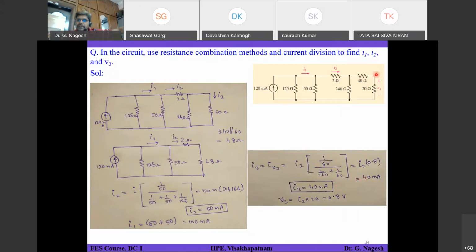So simply multiply that current with the resistor 20 ohms to find out the voltage V3. So V3 is equal to I into R. I is 40 milliamperes and resistance is 20 ohms. So the total value is 0.8 volts. Clear? So you have found out I1, I2 as well as V3, which they have asked for. Is it clear?